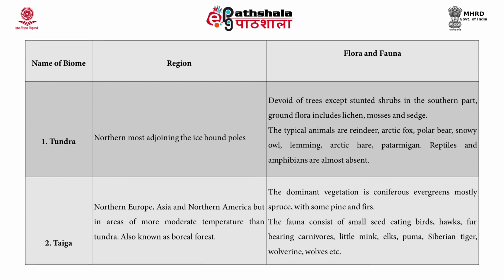Biome taiga: the regions where they are found are northern Europe, Asia, Northern America, but in areas of more moderate temperature than the tundra. Also, they are known as the boreal forest. The dominant vegetation is the coniferous evergreen, mostly spruce with some pine and firs. The fauna consists of small seed-eating birds, hawks, fur-bearing carnivores, little minks, elks, puma, Siberian tigers, wolverine, wolves, etc.